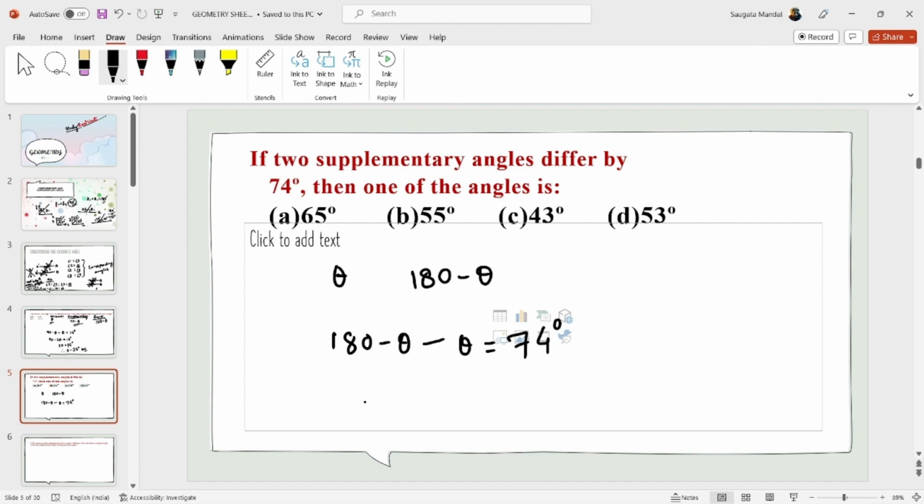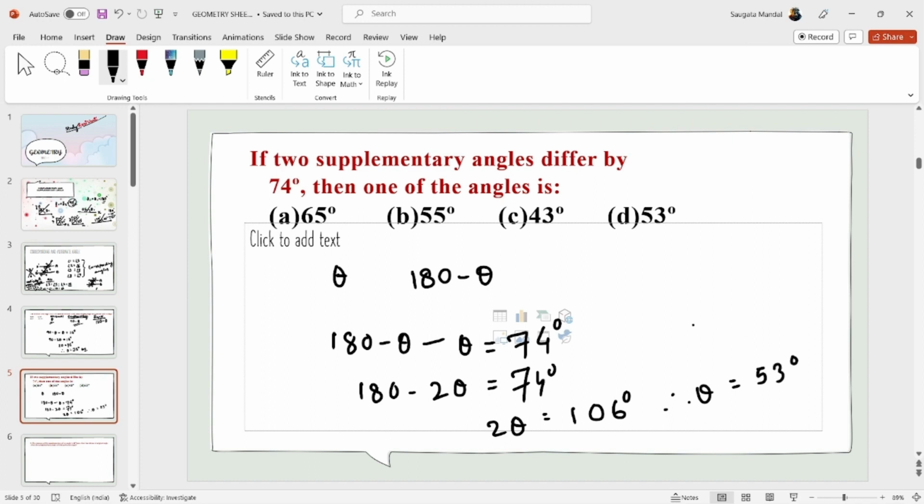Is it clear to all? 180 degree minus 2 theta is equal to 74 degree. 2 theta is equal to 106 degree. Therefore, theta is equal to 53 degree. That is option D. It is clear to all.